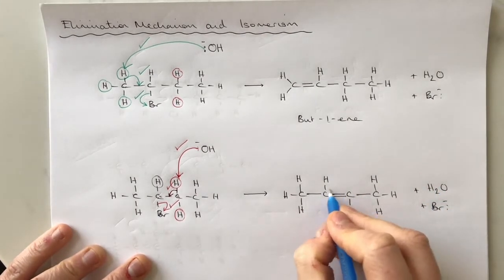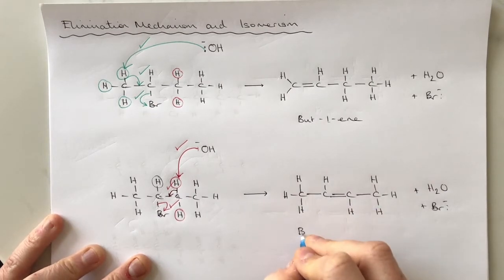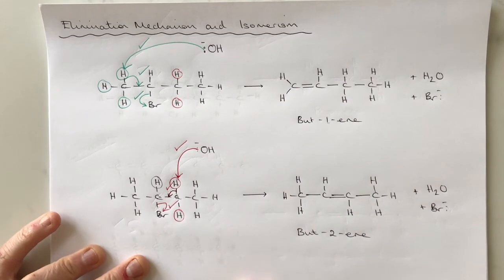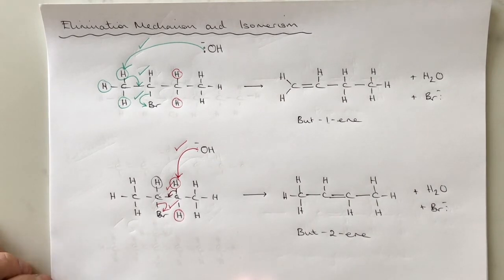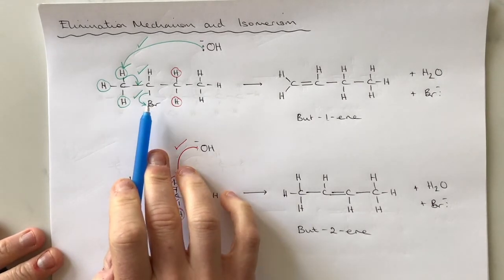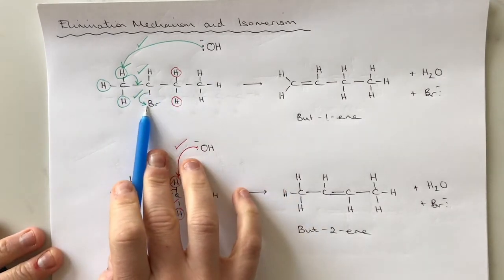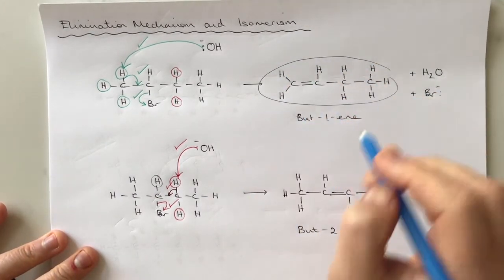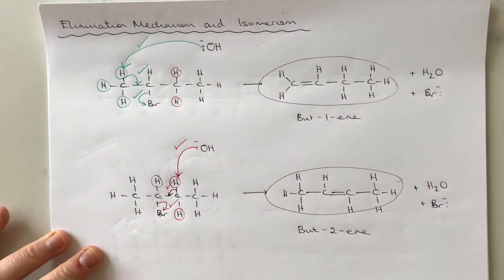So this has got the double bond in the middle of the chain. This is but-2-ene. So if we carry out the elimination mechanism on a haloalkane like 2-bromobutane, I'm going to get a mixture of products. I'm going to get some but-1-ene and I'm going to get some but-2-ene.